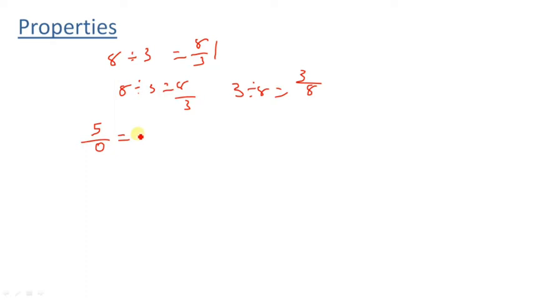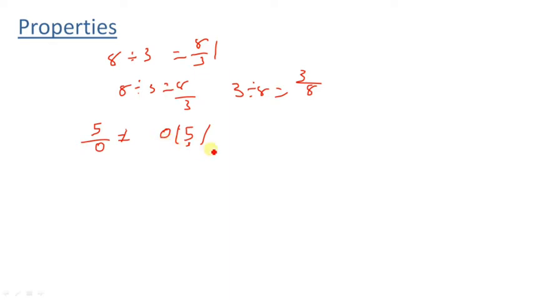Okay, the answer cannot be determined. Because if I write 5 divided by 0, can we find any number that, if we multiply it by 0, will become 5? No, we cannot find one. So 5 divided by 0 cannot be processed.